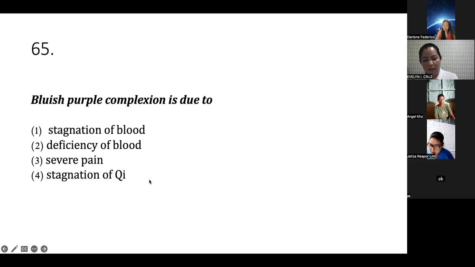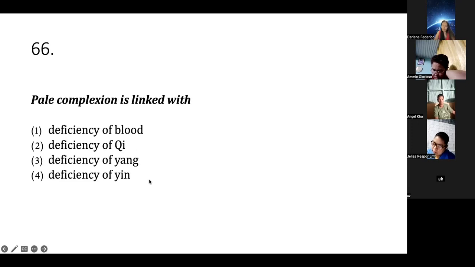Chi stagnation or blood stagnation? Blood stagnation, Doc. Sure. Chi stagnation comes first before blood stagnation, right? So with chi stagnation, the pain is still migratory, it moves around. It's not yet that intense. I hope you remember that. Now let's go to number 6.